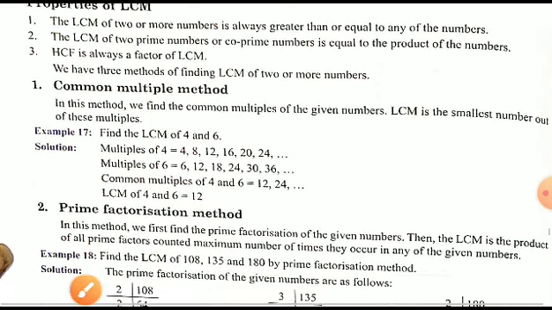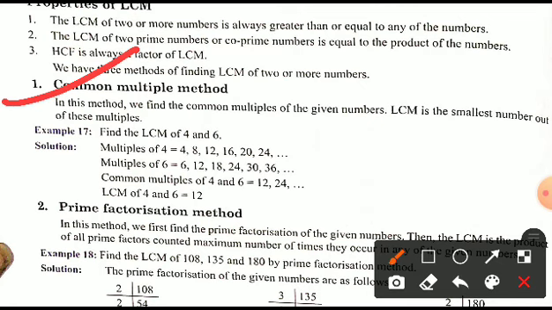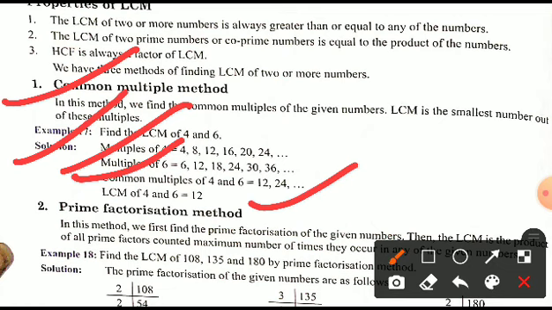Now the common multiple method. Here, see the example, find the LCM of 4 and 6. So first of all we will find the multiples of 4 and the multiples of 6. Now check the smallest common multiple and it will be the answer. So here we see that 12 is the least common multiple. So 12 is the LCM of 6 and 4.